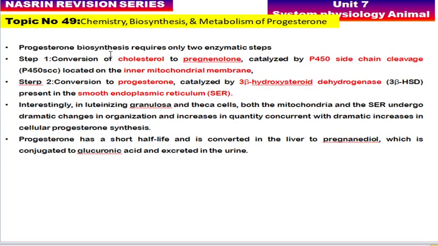Next, progesterone biosynthesis requires two important steps. Step 1: the precursor of progesterone synthesis is cholesterol. First the cholesterol will be converted into pregnenolone, which is catalyzed by an enzyme called CYP11A1, that is P450 side chain cleavage enzyme, and this enzyme is located in the inner region of the mitochondrial membrane.